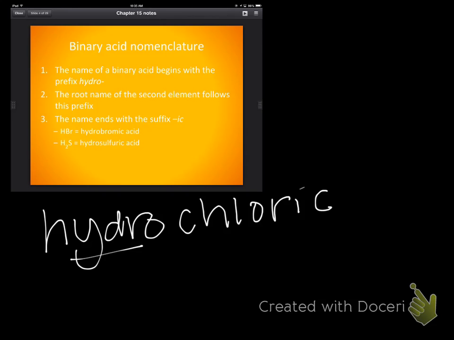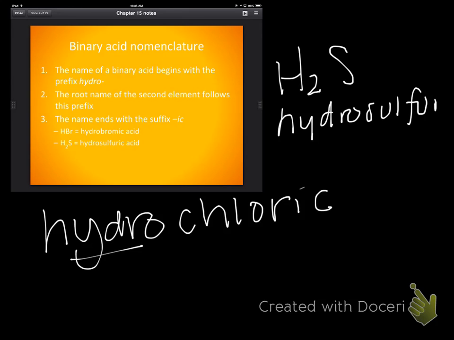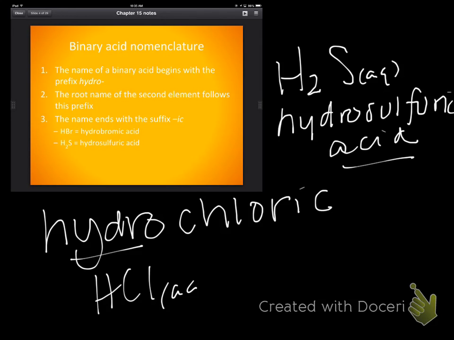acid. Okay. We can also have something like H2S. This is hydrosulfuric acid. Okay. So anytime you see just two things like that, and of course this would only be in aqueous solution, just two things like that, and it's an aqueous solution, think binary acid. Hydro something ic. Yes, ma'am?